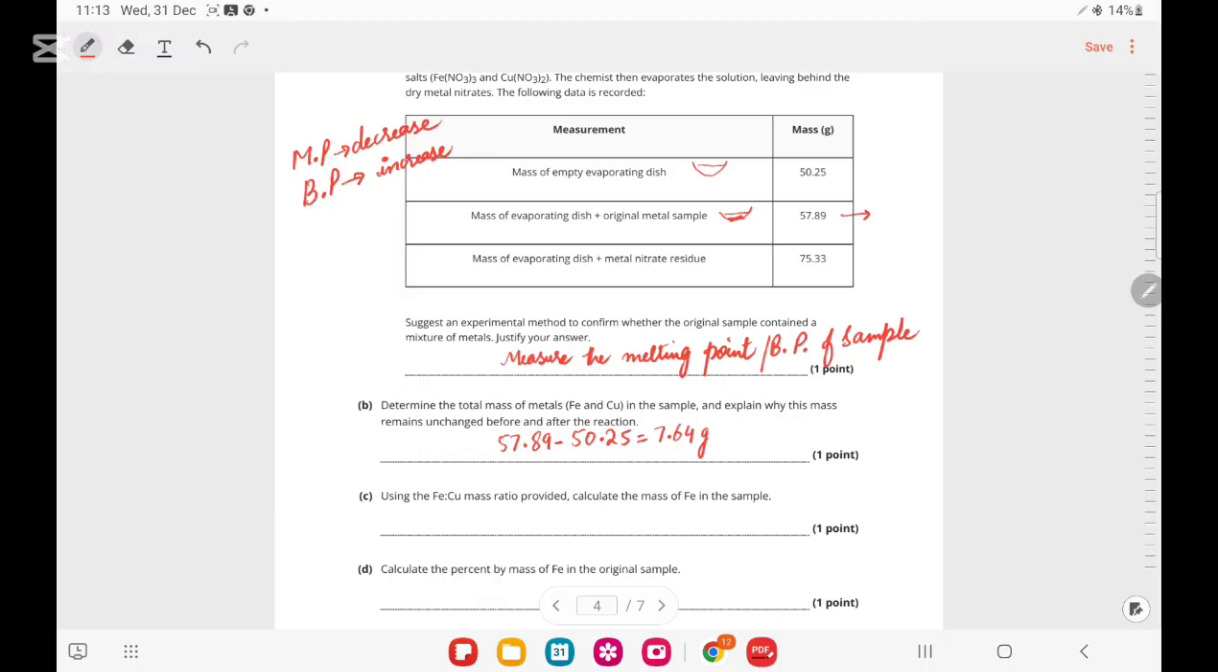Then he's saying explain why this mass remains unchanged before and after the sample. There is no loss of metal during the process. That is why the mass of the metal remains conserved. We can write here that there is no loss of metal atoms during the process.